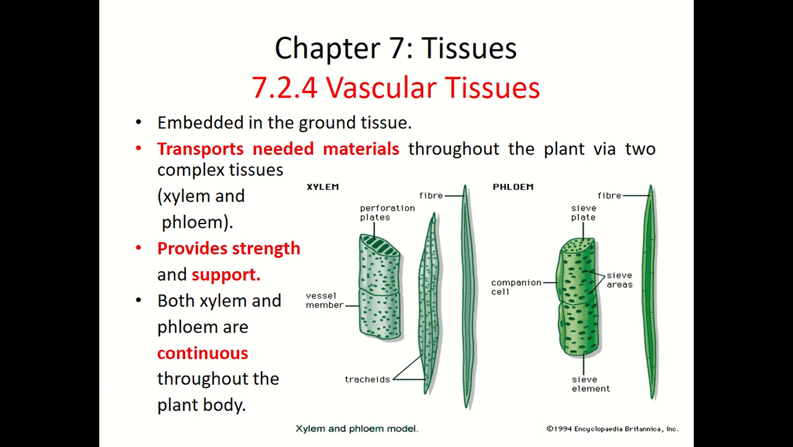Last but not least is vascular tissue. Vascular tissue is embedded in the ground tissue, and it transports needed materials such as food, water, okay, and minerals throughout the plant via two complex tissues, which are the xylem and phloem. And also it helps to provide strength and support. Okay, and remember, xylem and phloem are continuous throughout the plant body.